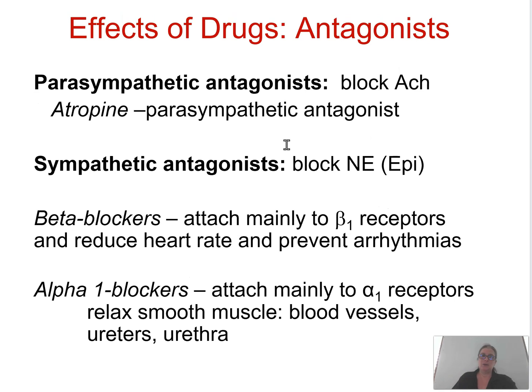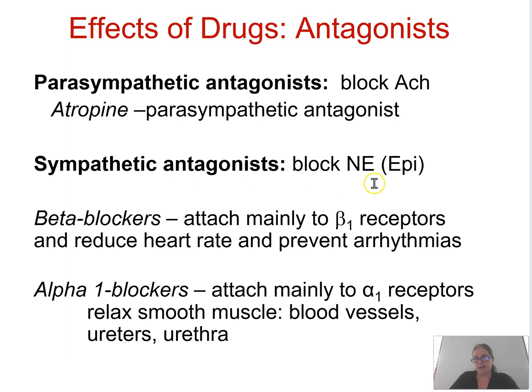There's antagonists. We kind of talked about some anticholinergic drugs, but basically an antagonist blocks it. So a parasympathetic antagonist blocks the effects of acetylcholine, and atropine is one that is an antagonist, right? And so when you give atropine on the heart, it's going to block the effects of acetylcholine. It basically prevents it from slowing the heart down, so then it would increase your heart rate.